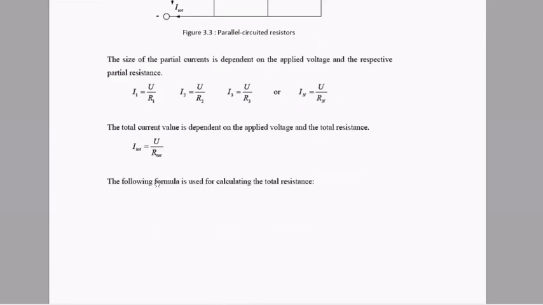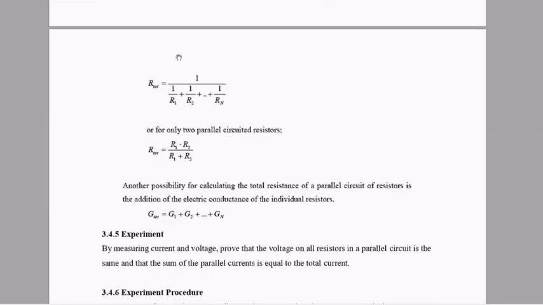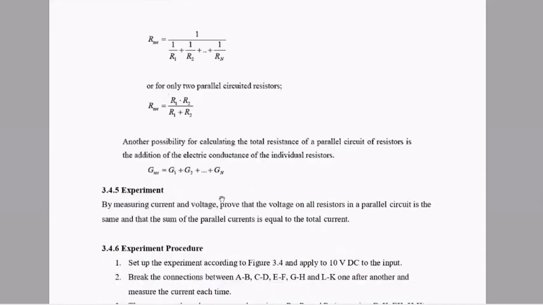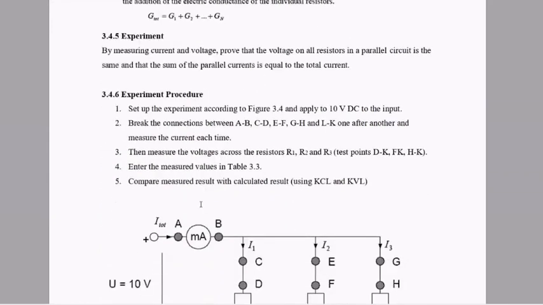The following formula is used for calculating the total resistance. So this is the formula for R total, for only two parallel circuited resistors. So this is the formula. Another possibility for calculating the total resistance of a parallel circuit of resistors is the addition of the electric conductance of the individual resistors. Okay, so this is the conductance formula. Okay, now we go to the experiment.